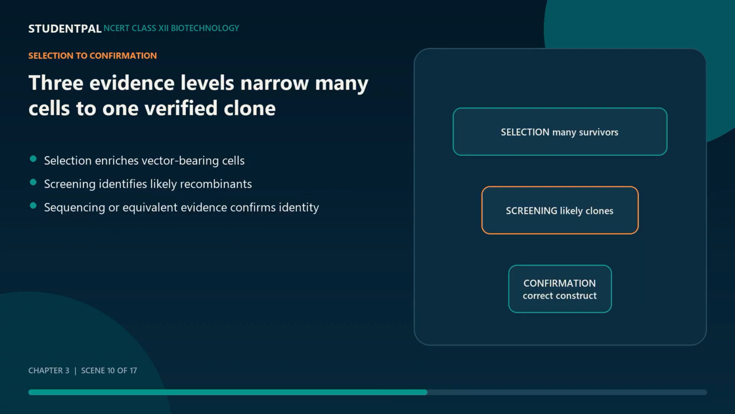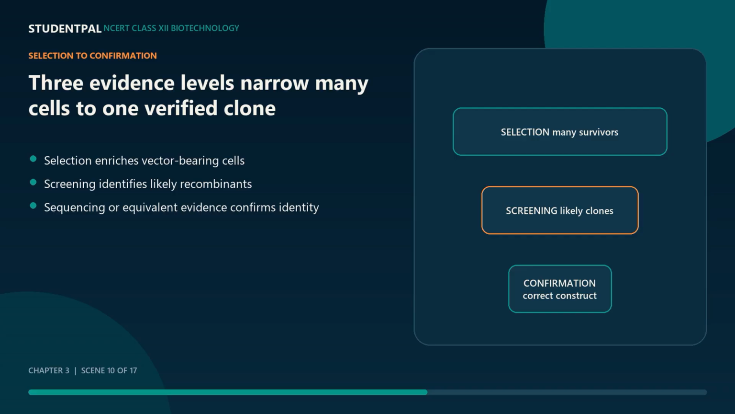Selection, screening, and confirmation answer different questions. A selectable marker allows cells with a vector-associated trait to survive under defined conditions, enriching the relevant population. Screening then distinguishes likely recombinants from empty vector or incorrect candidates. Methods may include insertional inactivation, colony PCR, probe hybridization, or diagnostic restriction digestion. Every screen has possible false positives and false negatives. Confirmation uses stronger evidence, commonly sequencing the insert and its junctions, sometimes supported by independent restriction or PCR results.